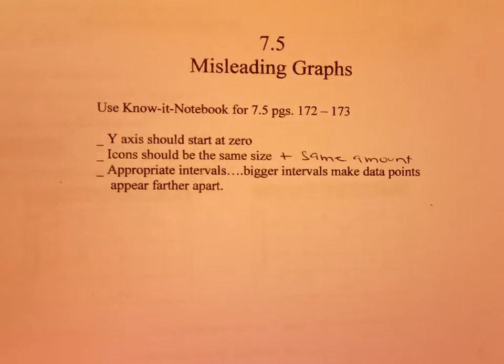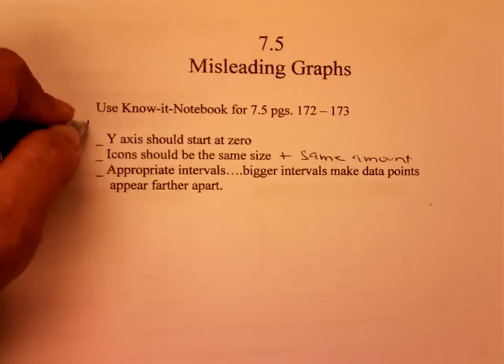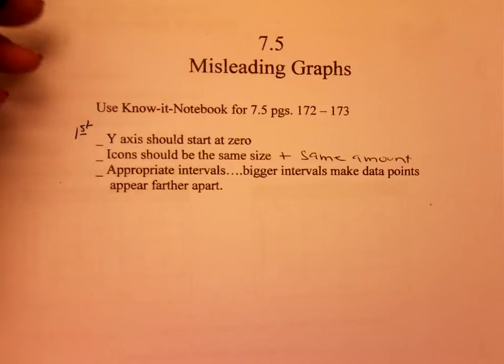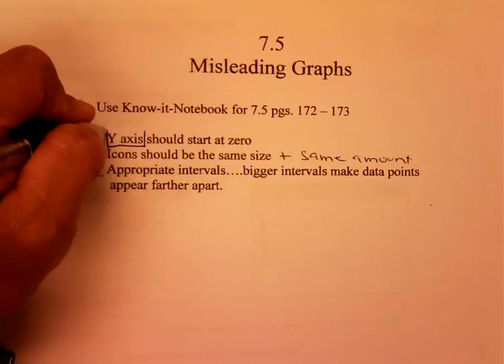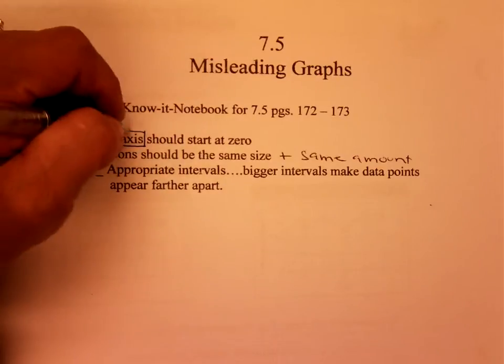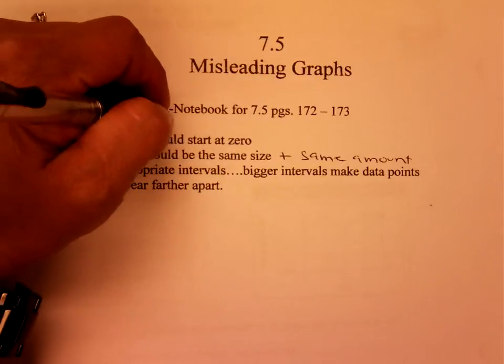Okay, so today's lesson is 7.5, misleading graphs. There are three things that we're going to have you kind of memorize. The first one is that the y-axis should start at 0. Think about your y-axis. If you don't know what the y-axis is on your chart, it is always on the left-hand column.